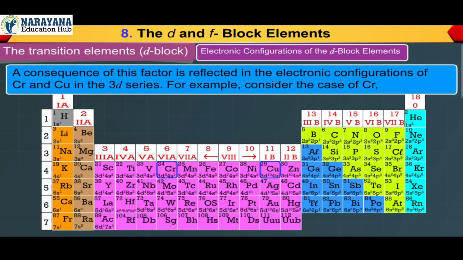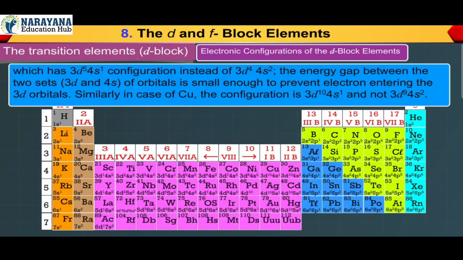For example, consider the case of Cr, which has 3d5 4s1 configuration instead of 3d4 4s2. The energy gap between the two sets, that is 3d and 4s orbitals, is small enough to prevent electron entering the 3d orbitals. Similarly, in case of Cu, the configuration is 3d10 4s1 and not 3d9 4s2. The ground state electronic configurations of the outer orbitals of transition elements are given in table.